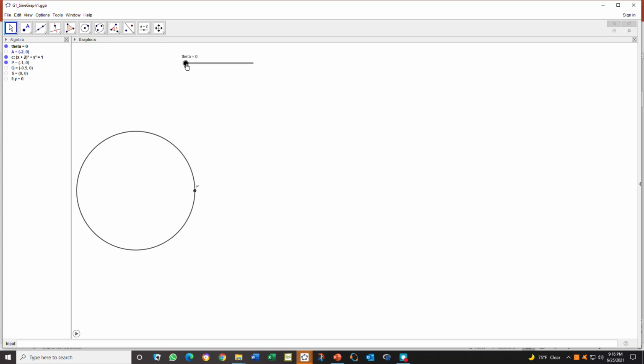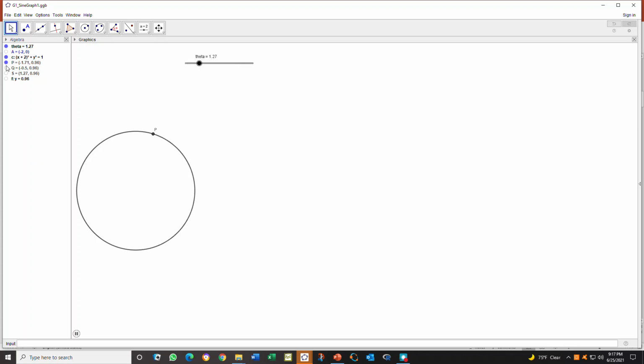So if I have this theta, I can run that. I can say animation on by right clicking, and theta increases, and as a result P changes because P has been defined like that. Okay, so basically P is dependent on theta, and so as you can see, P is just moving around a circle.